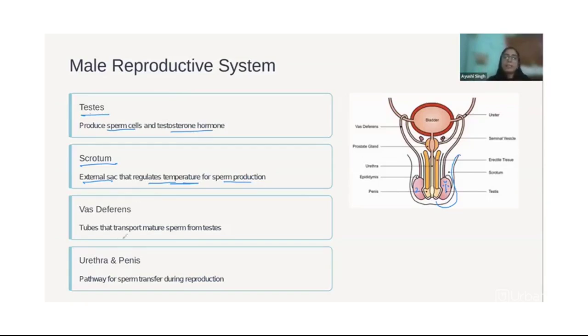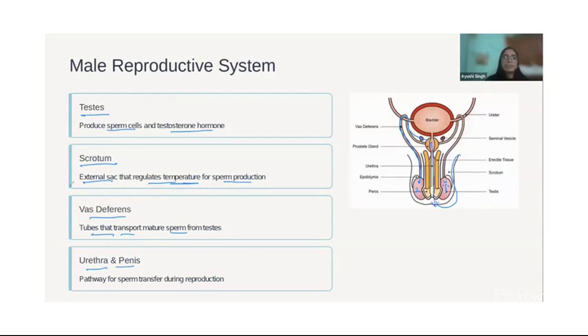Now, the vas deferens are the tubes that help in the transportation of mature sperm from the testis. So you can see in this, right? From here, if a sperm is formed, it will travel through these tubes. This is called the vas deferens, and it will reach here. Now from here it will pass through the urethra and penis and reach its target site.